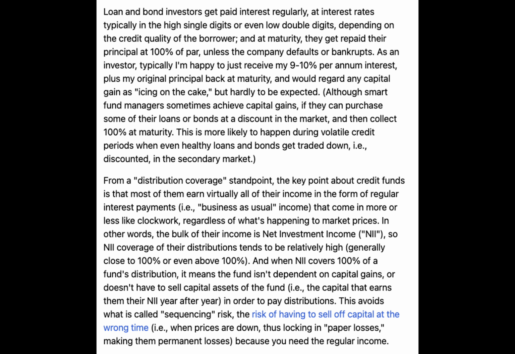As an investor, typically I'm happy to just receive my 9 to 10% per annum interest, plus my original principal back at maturity, and would regard any capital gain as icing on the cake, but hardly to be expected. Although smart fund managers sometimes achieve capital gains if they can purchase some of their loans or bonds at a discount in the market and then collect 100% at maturity, this is more likely to happen during volatile credit periods when even healthy loans and bonds get traded down, i.e., discounted, in the secondary market.